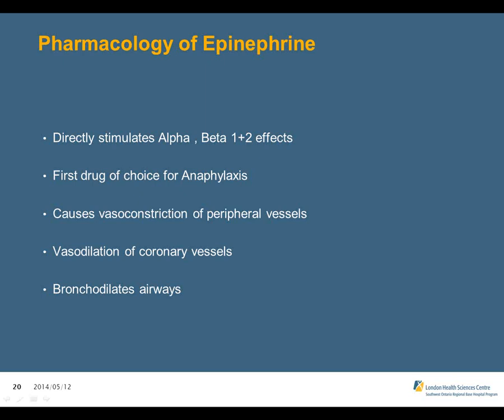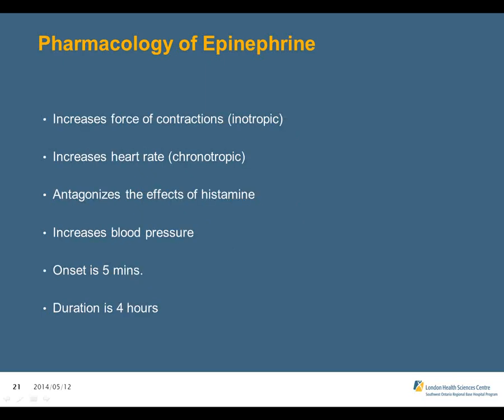Yes, Ventolin has beta effects as well, but epinephrine is going to treat your hypotension as well as your bronchoconstriction. So this should be given first. It's the life-saving medication, where Ventolin is not the life-saving medication in this case.